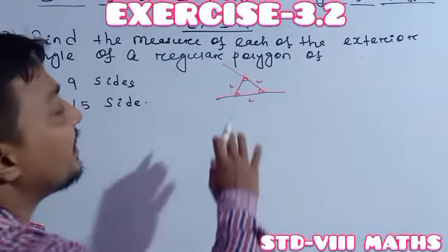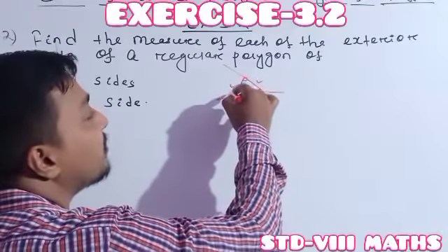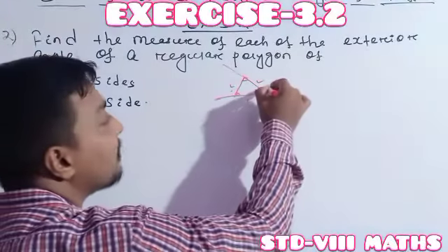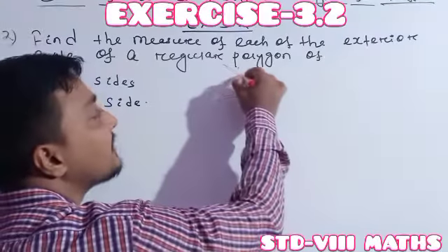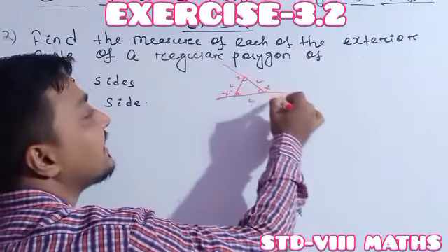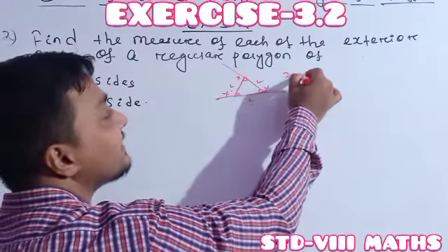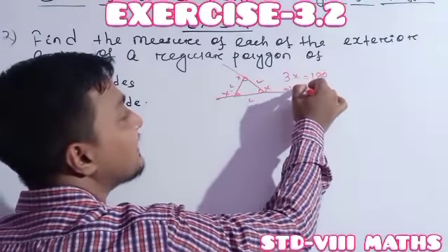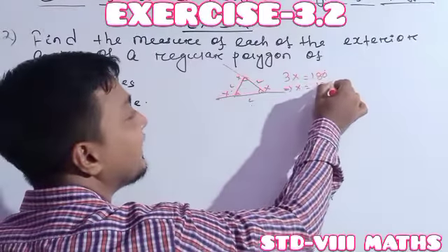Understood? So here the formula: the sum of the exterior angles. Suppose each exterior angle is x. So x plus x plus x, which means 3x, is 180 degrees. It implies x is 180 degrees divided by 3.